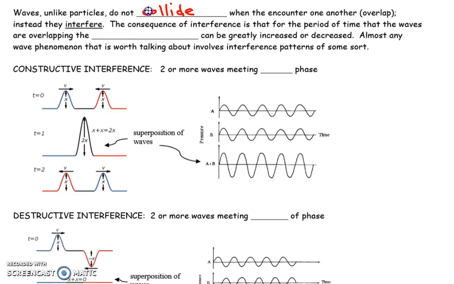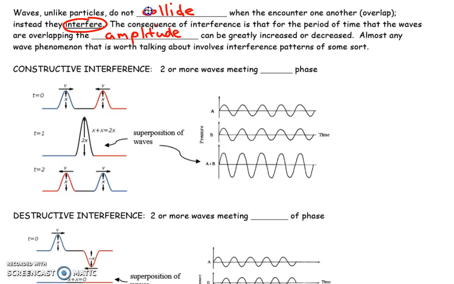When waves overlap, they don't collide and conserve momentum, bounce off each other. No, no, no. When they encounter one another, they interfere. Okay, what does that mean? Okay, is that for a short period of time, whenever they're overlapping, the wave's amplitude can be greatly increased or decreased.